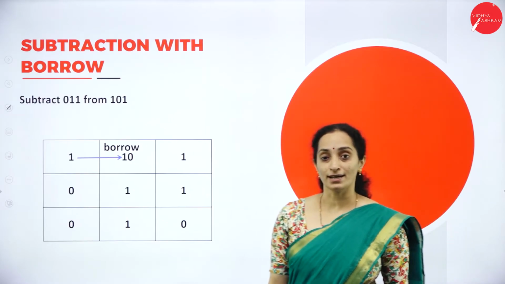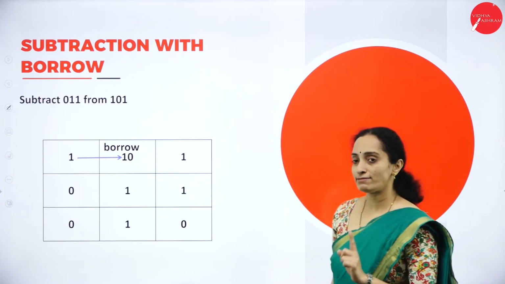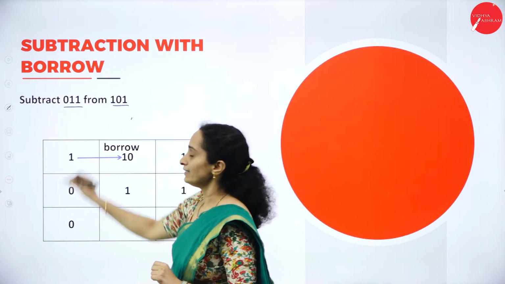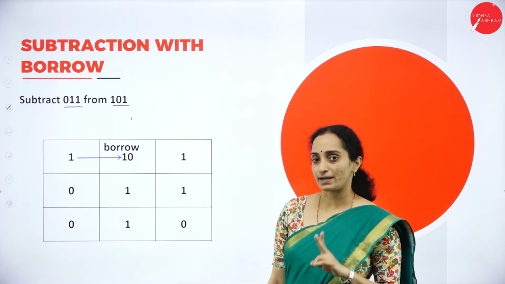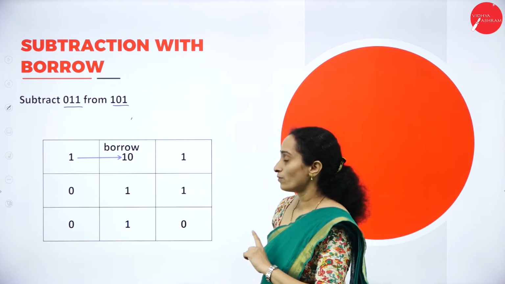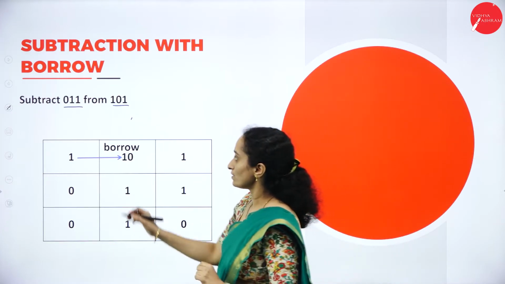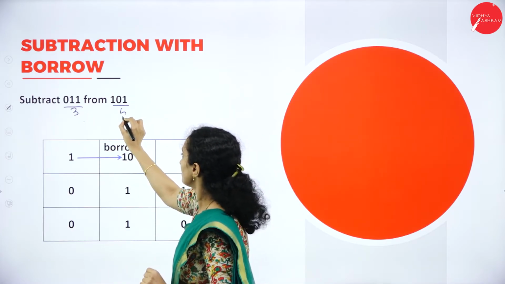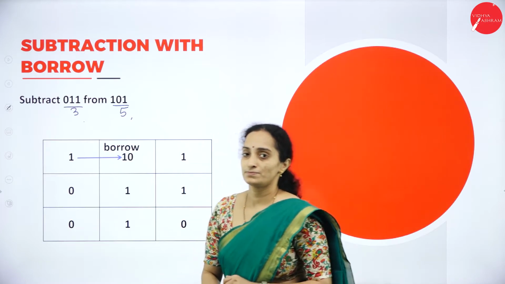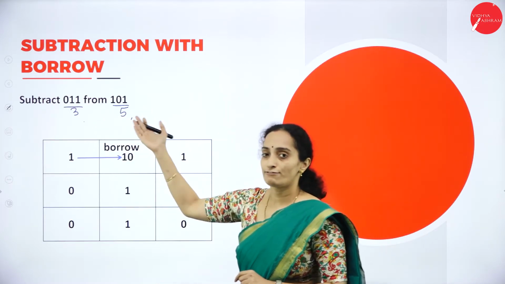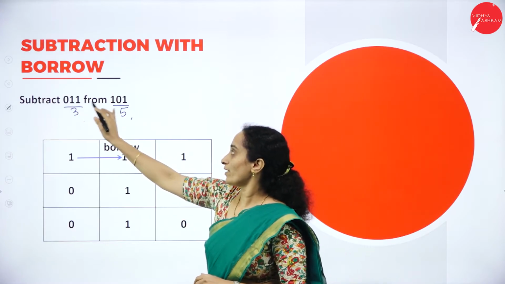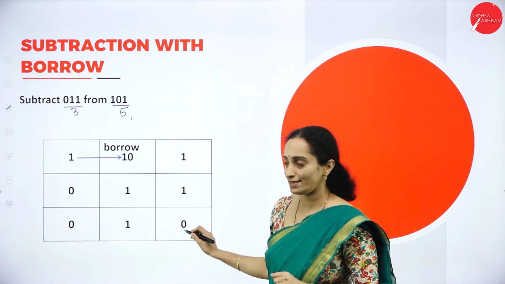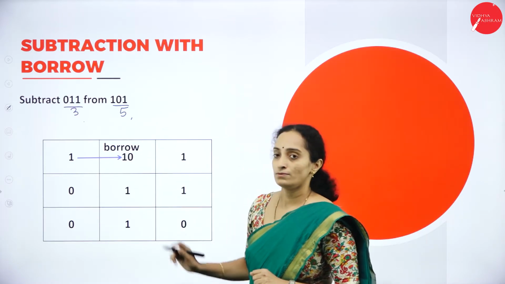Next, we shall check the subtraction with a borrow. If you have a borrow, how can you subtract? 1, 0, 1 and 0, 1, 1. We have to subtract 0, 1, 1 from 1, 0, 1. So, 0, 1, 1 is 3. 1, 0, 1 is 5. So, you have to subtract 3 from 5. It is 0, 1, 1 from 1, 0, 1. When you subtract, 1 minus 1 is 0. Here we have 0, 1.